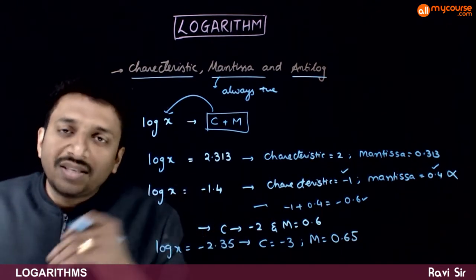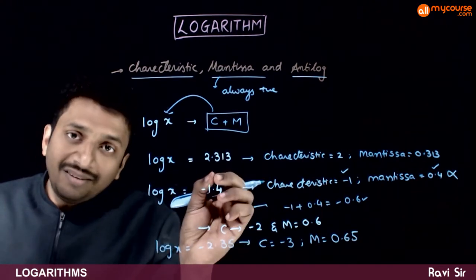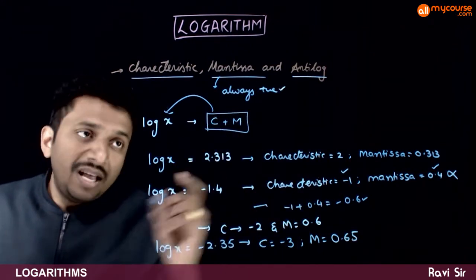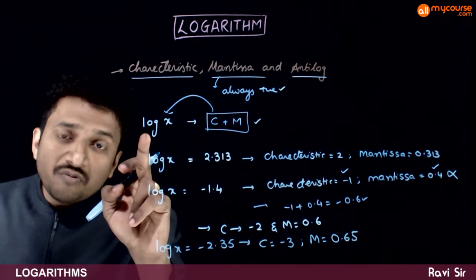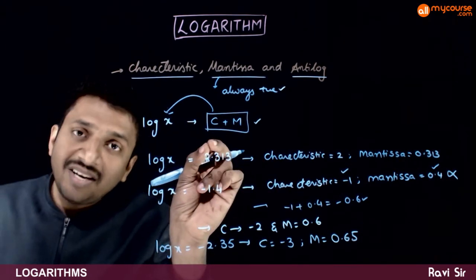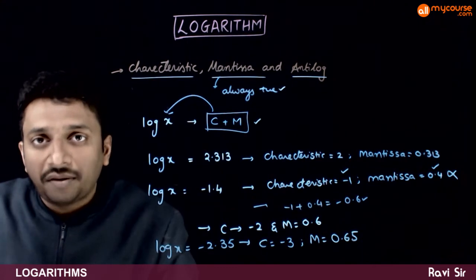So these are the two things that you need to remember about the characteristic and mantissa. First, mantissa is always positive, and the value of the logarithm of any number has to be the same as the characteristic plus mantissa of that logarithm.